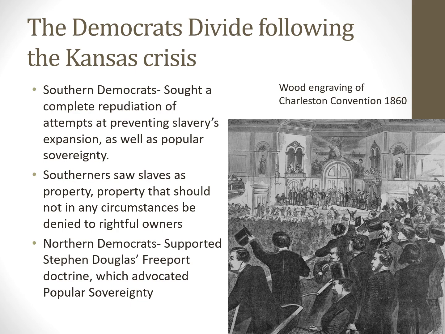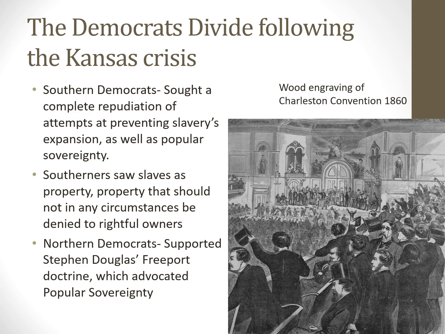So Southern Democrats, really what they seek now is a complete repudiation of any attempts at preventing slavery's expansion, as well as popular sovereignty. They don't want to have a situation come about in which a state could become free and make it illegal for a slave owner to possess a slave in that territory, for example. They believe that there should be a slave code system that will basically protect slave owners and their property anywhere in the country.